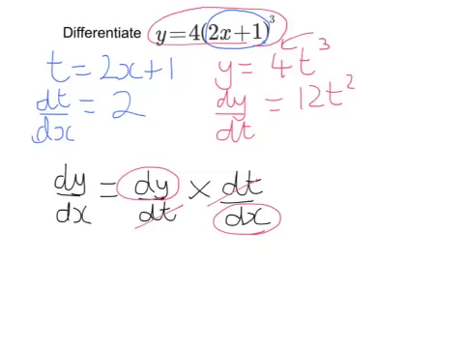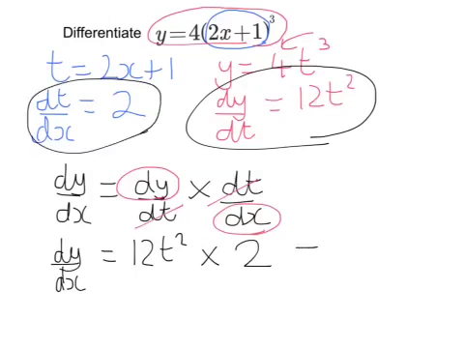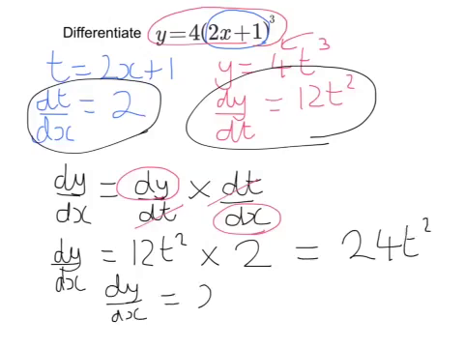dy by dx equals dy by dt. There's dy by dt, it's 12t squared, multiplied by dt by dx, which is 2. So altogether, dy by dx is coming to 24t squared. So dy by dx is equal to 24.